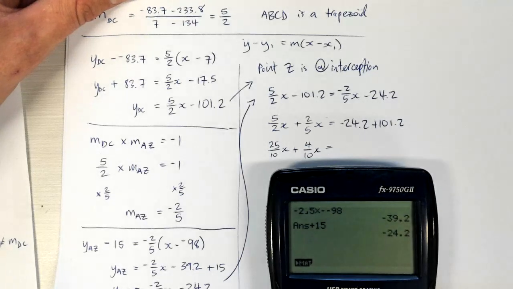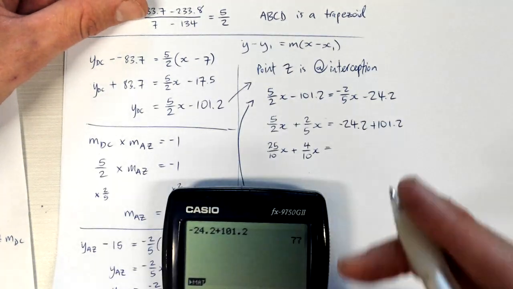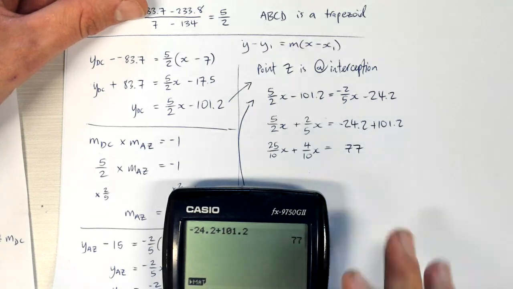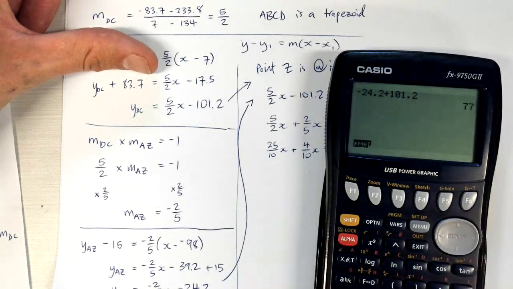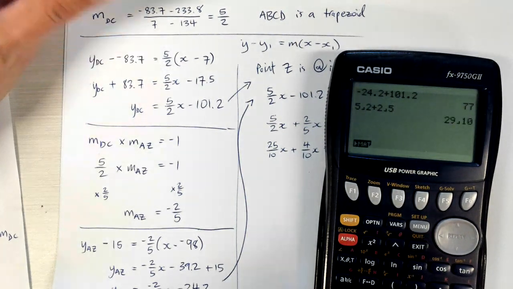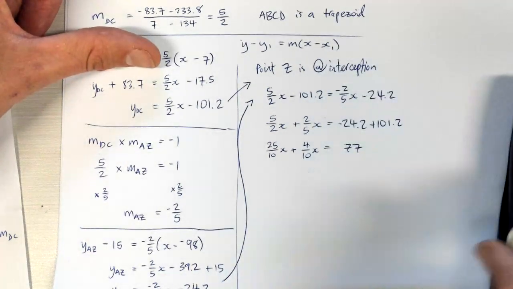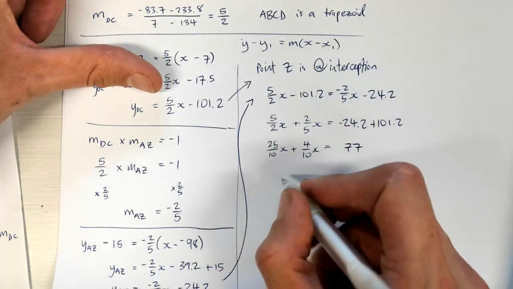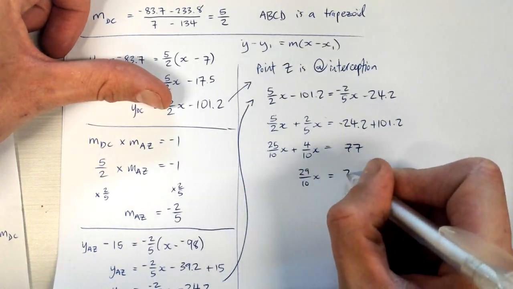Here, let's just use a calculator so we're safe. Negative 24.2 plus 101.2, 77. Honestly, if you're lazy and want to use a calculator here as well, you can. You can just do 5 over 2 plus 2 over 5. 29 over 10, 2.9, right? That's pretty easy to do. So, oh, look at that. It makes 29 over 10. So we have 29 over 10x equals 77.